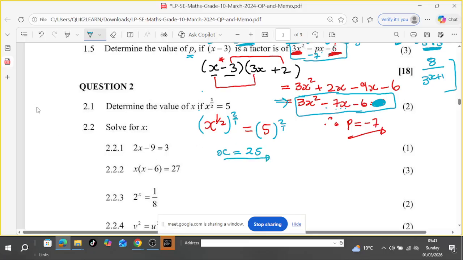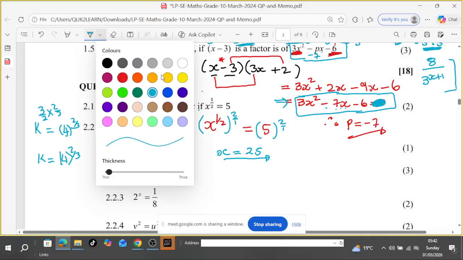So it doesn't matter what the exponent is. If I have k to the power 3 over 2 and they say this is equal to 4, to find k, you multiply this by 2 over 3. You also have to raise the 4 to the power 2 over 3. Then this one cancels, and k will just be 4 to the power 2 over 3. I'm not sure if you understand what we did here. Are you happy with that? Yes, I am. Okay, nice. So we're going to solve 2.2.